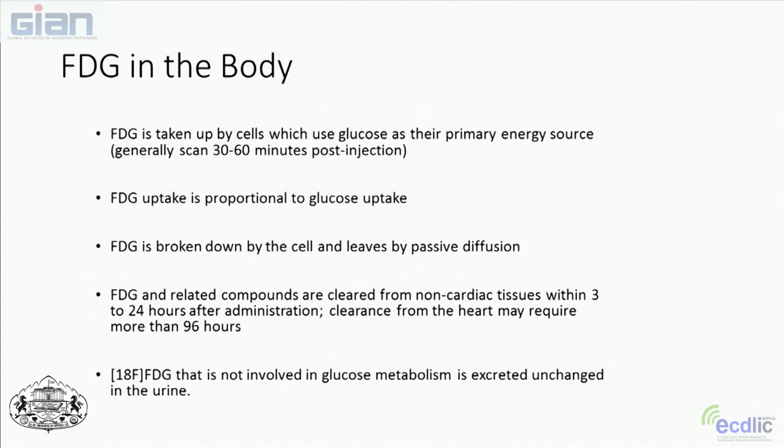Clearance from the heart may require more than 36 hours, but essentially whatever's left in your body isn't just going to hang around there forever. The body's going to get rid of it. So after your PET scan is over, you don't have to worry about running around for the next couple years releasing these radioactive nucleotides. They are going to be cleared out of your body. And any FDG that's not involved in the glucose metabolism is then excreted into the urine.